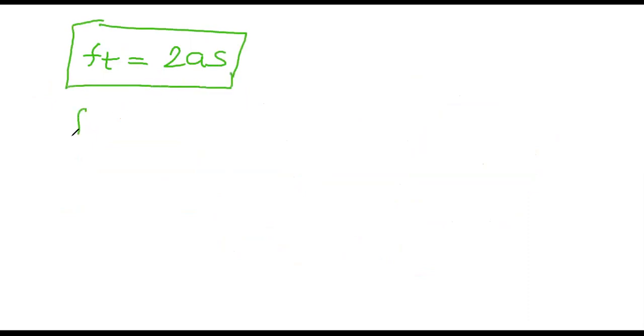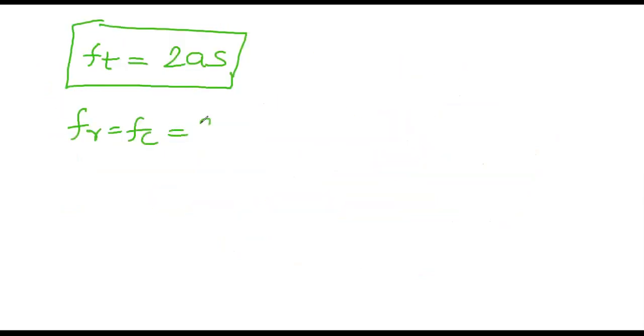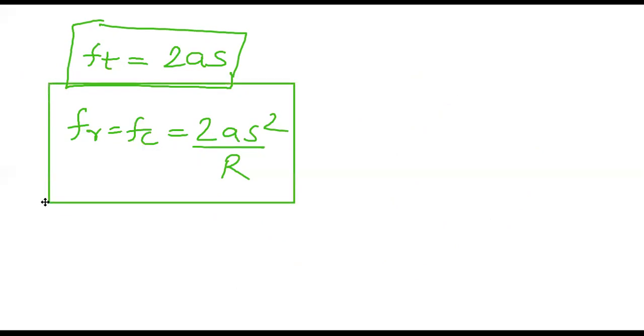And from here we get the radial force or centripetal force, which is equal to 2as square by r. So the centripetal force, students, is equal to 2as square by r. And we need to find the net force here.